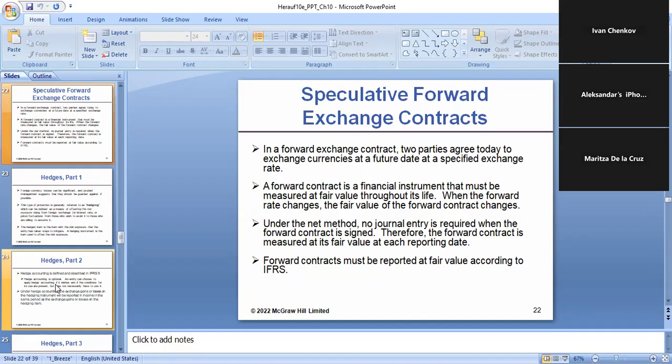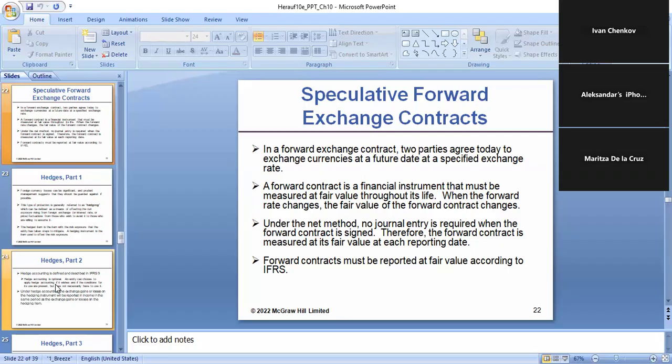Now let's imagine I have a contract to buy 100,000 American dollars at 1.2 Canadian. For every American dollar, I'm going to give 1.2. Now, when is the value of the contract going to increase? Every time the exchange rate between Canadian and US is above 1.2, the value of my contract is going to increase. And every time the exchange rate moves below 1.2, the value of my contract will be lower.